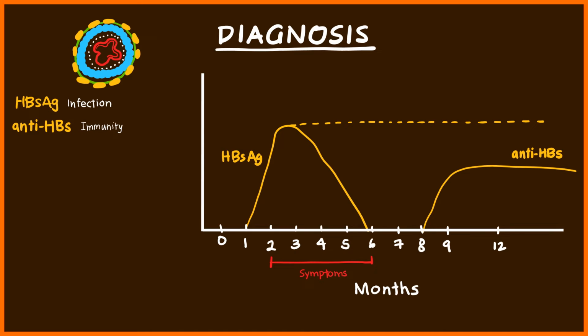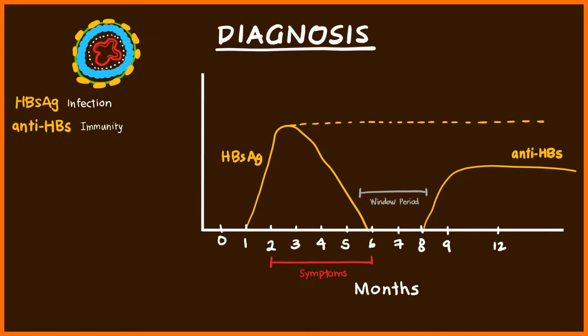And so as you can see, when you look at this graph already, this 6 to 8 months is an interesting time period, and it's known as a window period. The reason it's called the window period is because say you tested a patient at the 7-month mark, you would get surface antigen is negative because it has gone, and the surface antibody is negative because that hasn't developed yet. And so you will incorrectly conclude the patient does not have hepatitis B.